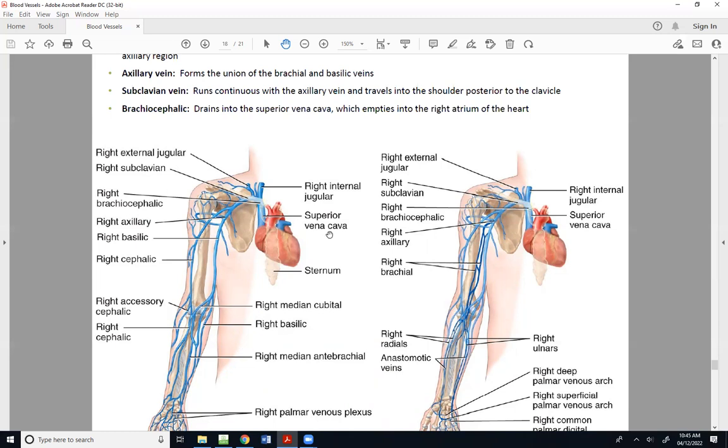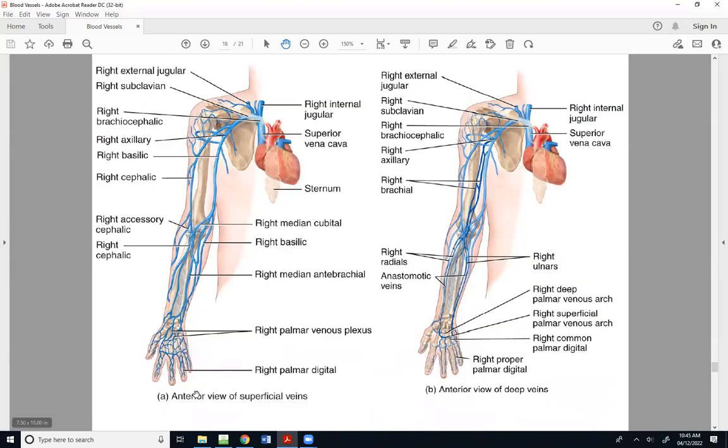I'm not going to put these 2 pictures on the exam. It's just too hard. This is on the left an anterior superficial view. This is the anterior deep view. So you're talking about 2 frontal views to show a whole bunch of veins. I'm not going to put those on the exam, but I wanted to include them nonetheless.